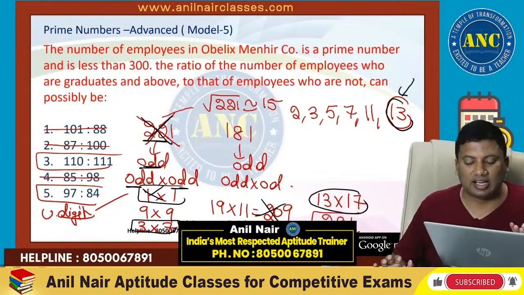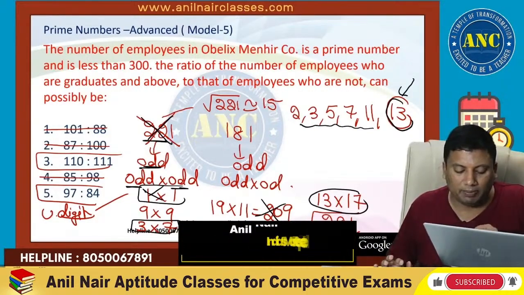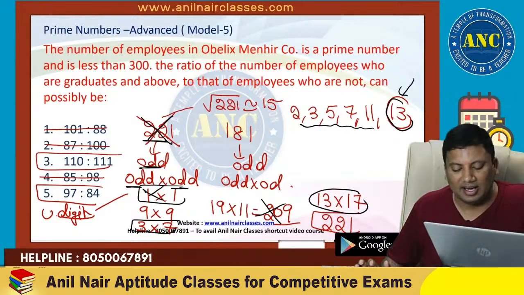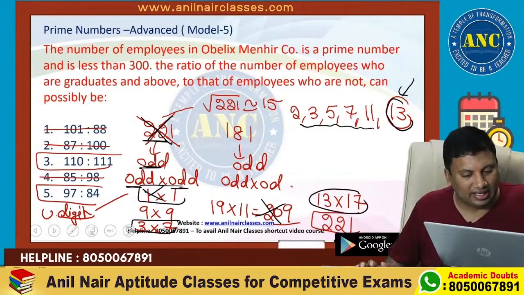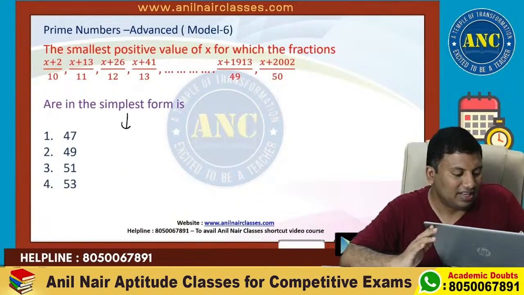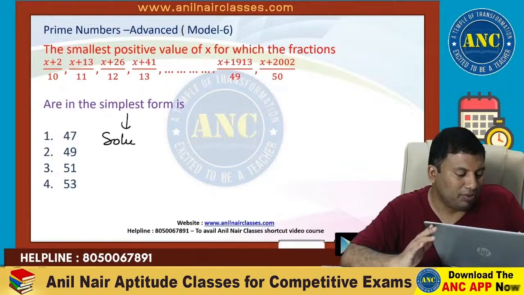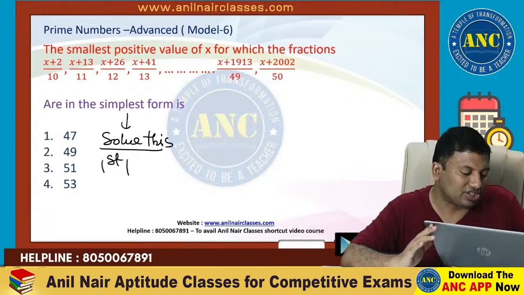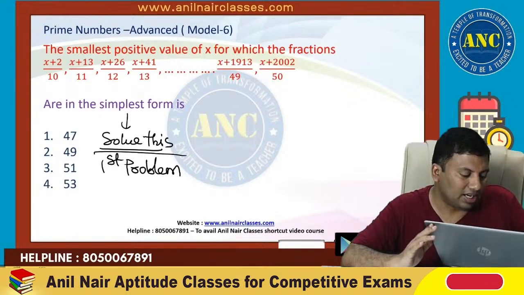This is a classical case where I took only the prime numbers less than 13, but actually we should include 13. Idea it is clear, right? Please take this question, sir. Try to solve this question. It's a beautiful question. This will be my first problem in the next session.